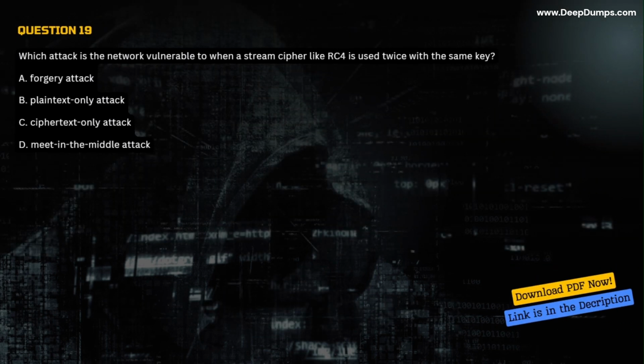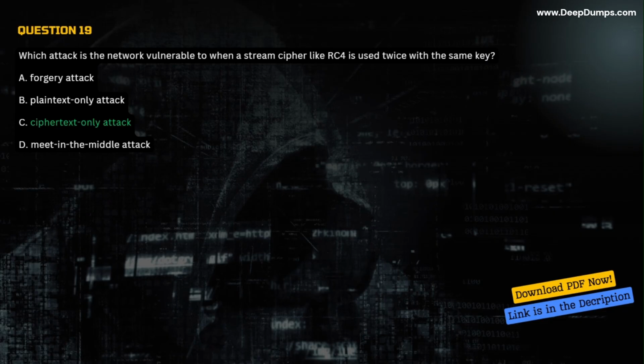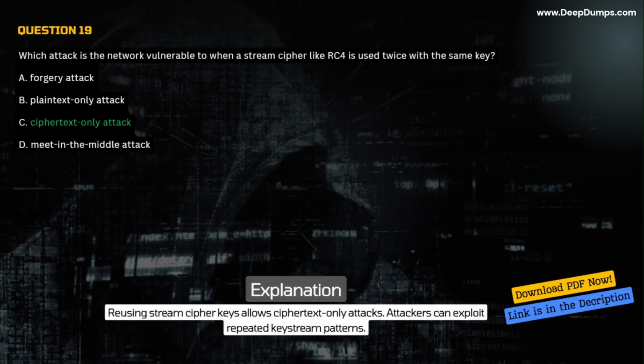Question 19. Which attack is the network vulnerable to when a stream cipher like RC4 is used twice with the same key? A. Forgery attack. B. Plaintext-only attack. C. Ciphertext-only attack. D. Meet-in-the-middle attack. Correct answer, C. Ciphertext-only attack. Explanation. Reusing stream cipher keys allows ciphertext-only attacks. Attackers can exploit repeated key stream patterns.